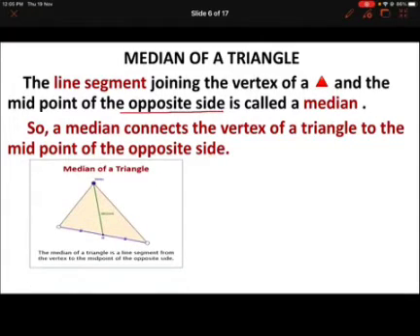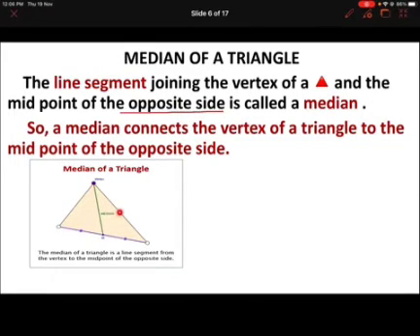Now, you can see in the figure, this is the median. This line. What is this line doing? It's joining the vertex and the opposite side at the midpoint. Not anywhere else, only at the midpoint. So let us say this is say 8 centimeters, then this will be 4 centimeters. The midpoint is at 4 centimeters. So this is called the median, children.